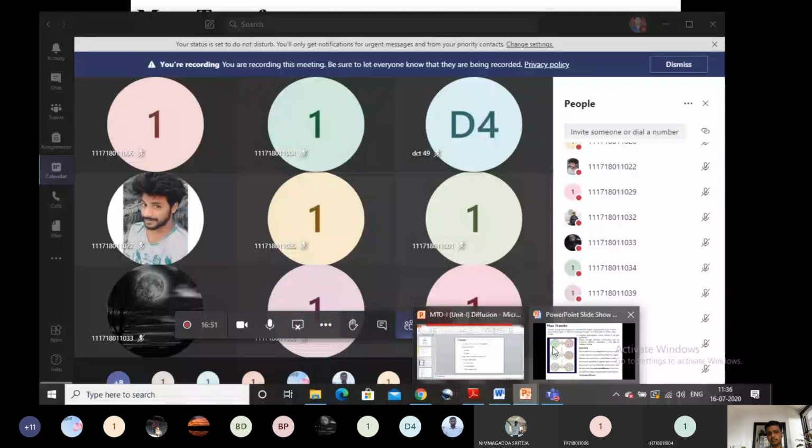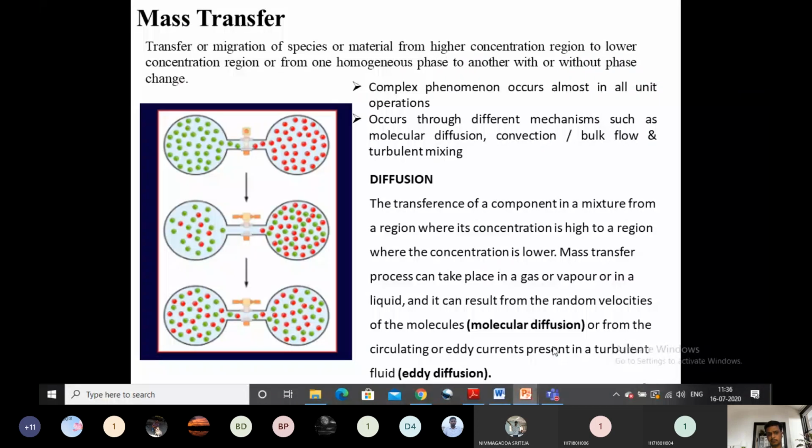When you remove the partition, the red particles migrate to the green side, the LHS side, and green particles from the LHS side migrate to the red side. So overall, this continues until it reaches equilibrium, which is the equivalence of chemical potential of these particles. The chemical potential of each particle should be equivalent. Then these particles will interchange with each other in the two bulbs. This is called diffusion, a clear example of the diffusion case. Whether it takes place in the molecular diffusion mode or the eddy diffusion mode depends on the forces acting on the particles.